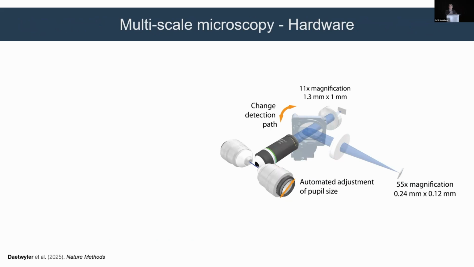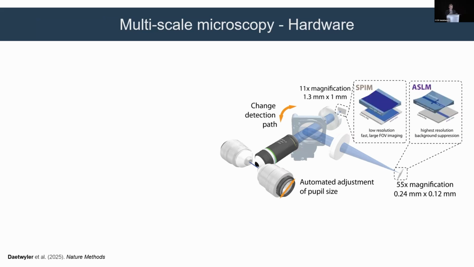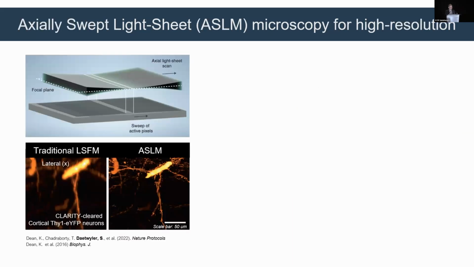But it's not only the magnification that we change, it's also the resolution, by employing two modes of light sheet modality. One is this classical light sheet, the SPIM, and the other is ASLM, axially swept light sheet microscopy, that I will introduce on the next slide. The principle behind ASLM is that there is a trade-off between how long you make your light sheet and how thin you make your light sheet.